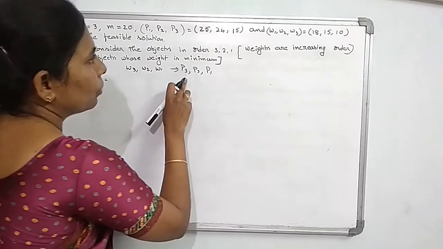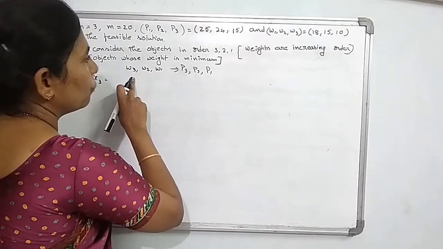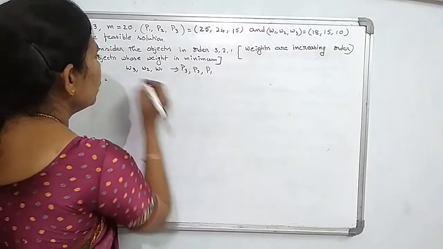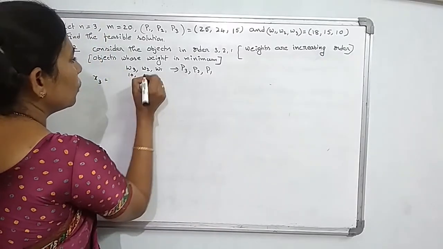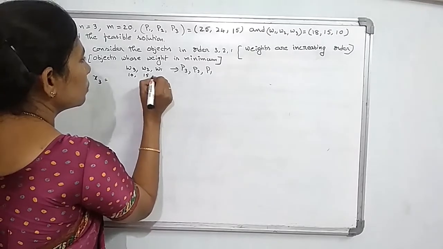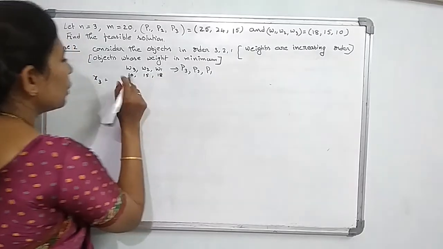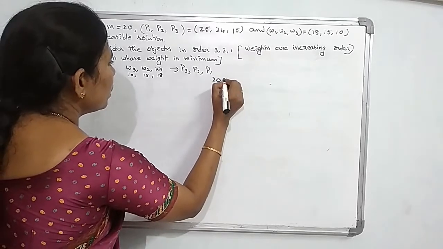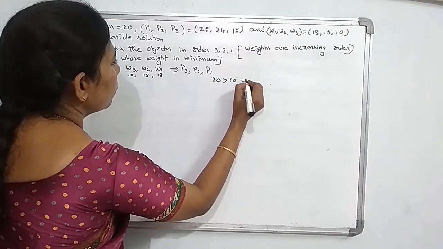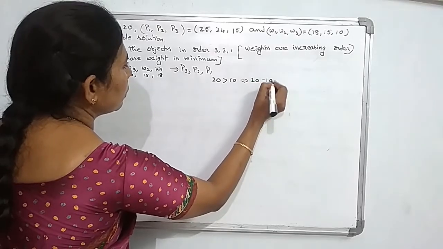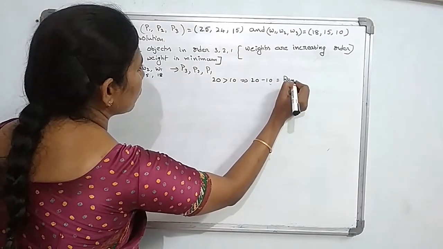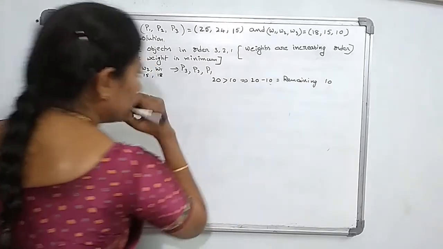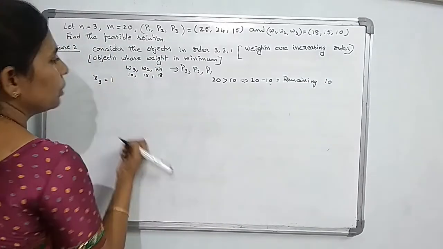In that, P3 value, you can consider the P3, that means weight W3. The weight W3 is 10, W2 is 15, W1 is 18. So W3 is 10. The total capacity is 20. 20 greater than 10, so 20 minus 10 equal to, you have the remaining 10. So this must be taken. So now you can consider x3 value equal to 1.